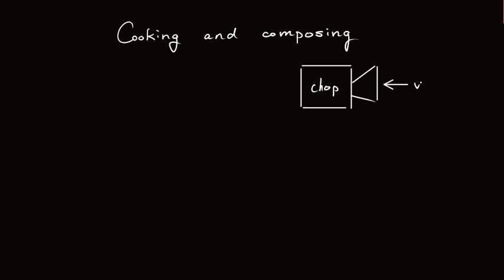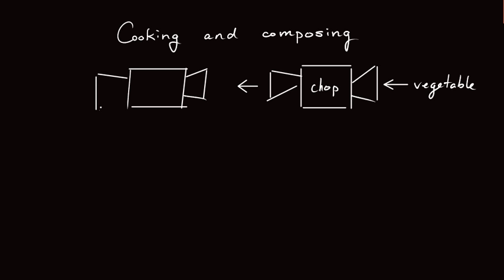So we plug into our chopping function a vegetable, and out of this function comes a chopped vegetable. And then after chopping the vegetable, what do you do with it? Maybe you want to fry it. So you put it in your wok or you put it into your saute pan and you fry that vegetable. So we have two functions here. One function is called the chopping function. The other is called the frying function. And the result of doing them in sequence is the composition, chopping followed by frying.